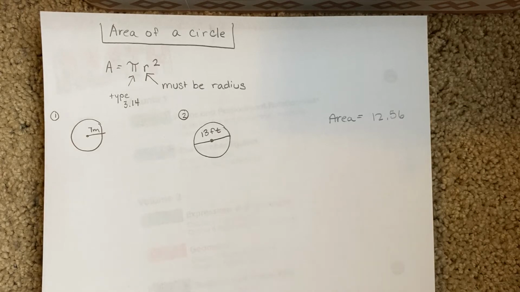All right, I might have said the wrong chapter last time. Chapter 12, lesson 2 is today's. We are finding the area of a circle.